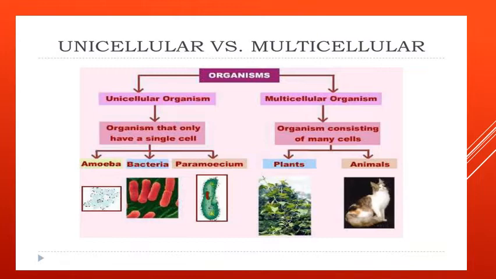Examples of unicellular organisms whose body is made up of only one cell. Very good and common examples are the amoeba, bacteria, paramecium. What is amoeba, bacteria, paramecium? You will study this all in detail either in class 7th or later on in this chapter. Okay, and multicellular organisms are plants and animals. That means we all are multicellular organisms, and all the plants are also multicellular organisms. That means their body is made up of trillions of cells, and amoeba, paramecium and bacteria, their body is made up of only one cell.